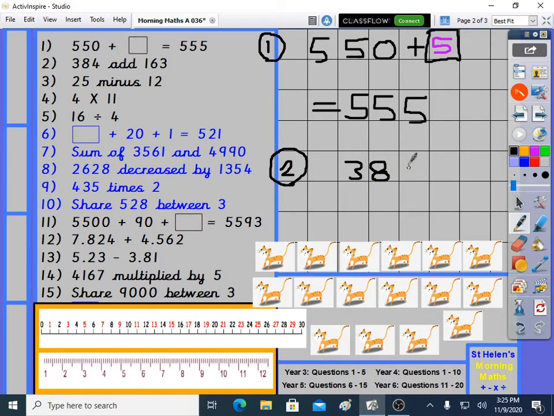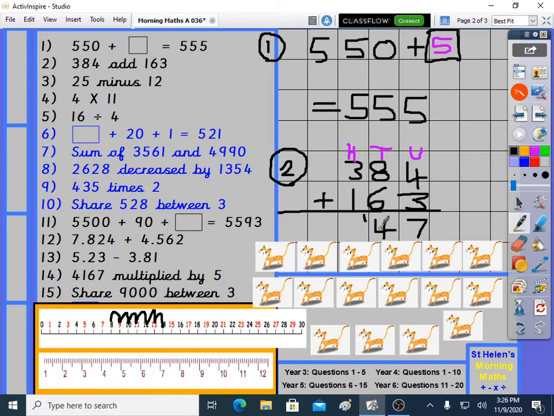384 add, which of course means plus, or add, we know add, 163. So we've got 384 plus 163. Let's put the hats on. Units might be called ones sometimes, tens, hundreds. 4 units plus 3 units. 4 plus 3. 4 plus 1, 2, 3 is 7. What's next? 8 tens plus 6 tens. 8 plus 6. 8 plus 1, 2, 3, 4, 5, 6 is 14. So 8 tens plus 6 tens was 14 tens.